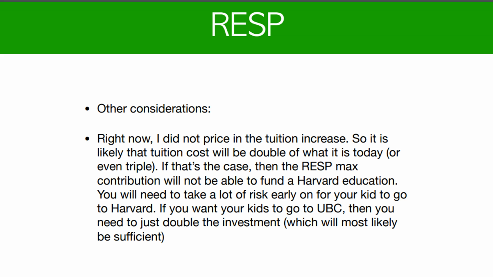So one more important consideration is that right now I did not price in an increase in tuition, which you know will happen for sure. And the tuition cost will likely be double or even triple. So if that is the case, then the max RESP will not be able to fund a Harvard education. That means you need to save even more money for your kid to go to Harvard. And you'll need to take a lot more risk early on if you need your kid to go to Harvard, meaning that you need to allocate more money to SPXL instead of SPY.